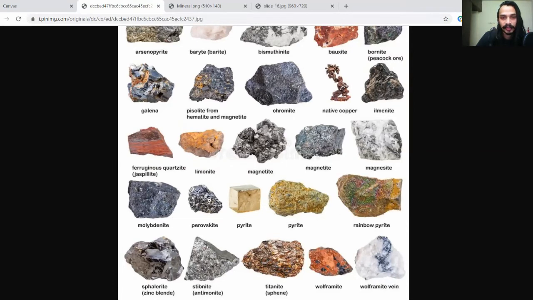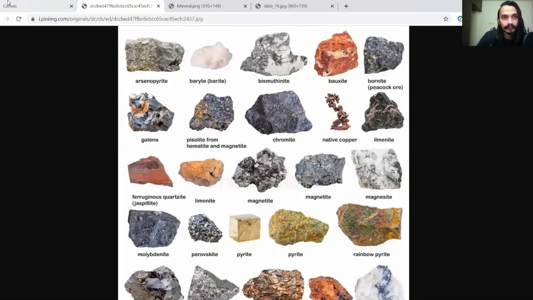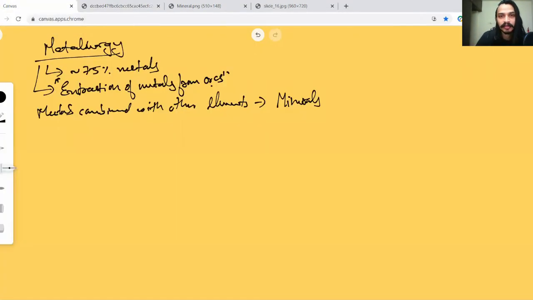And there's molybdenite, there's perovskite, magnetite. There's so many really beautiful things that are found. Now, all of these are some sort of mineral forms, right? But we said extraction of metal from ores. What is this ore then?